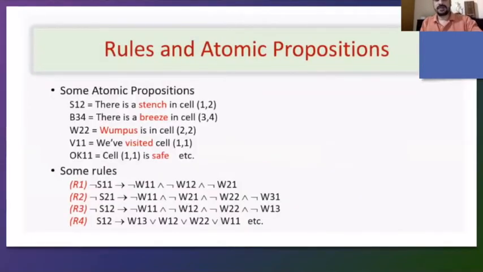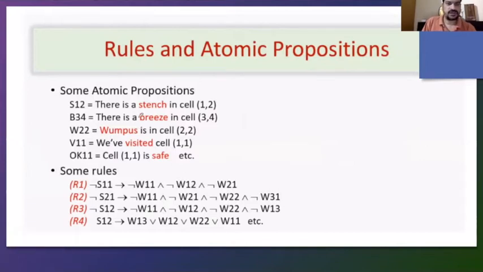Let's see some rules and some atomic propositions that we have. So what are the different propositions we have? We all know that a proposition is nothing but some sort of variable, and this variable could be represented in the form of sentences.